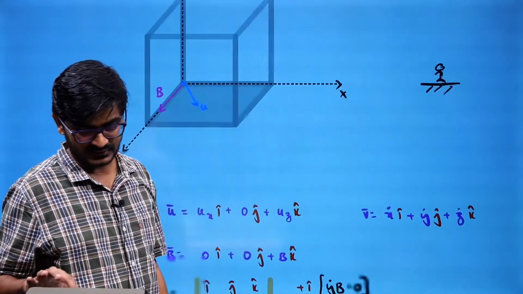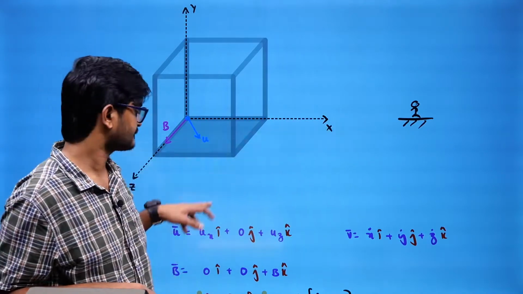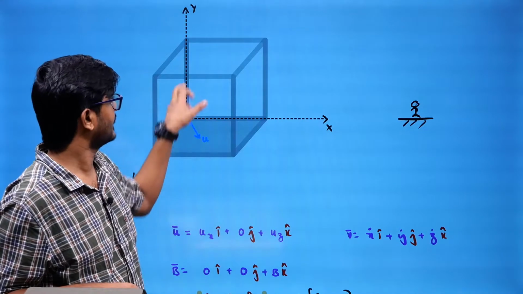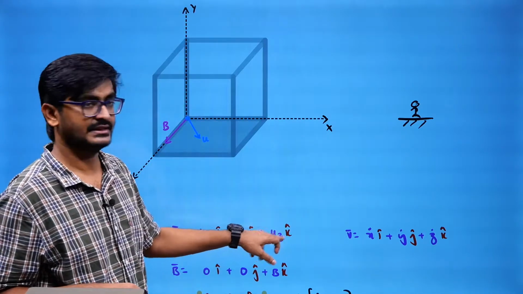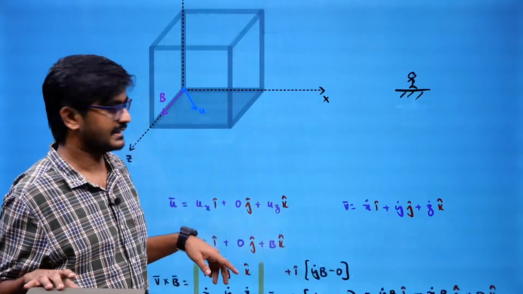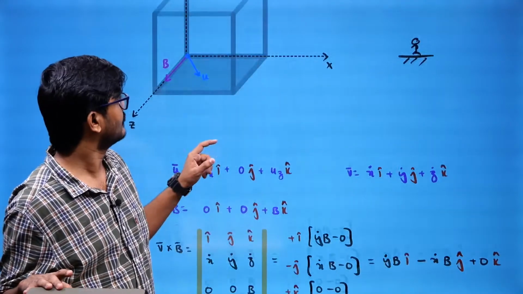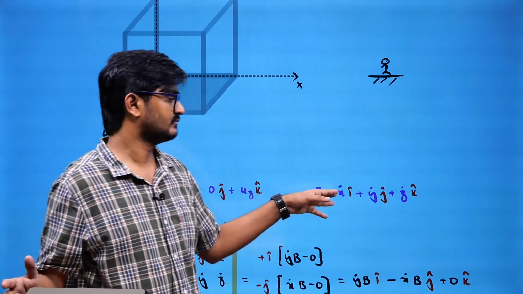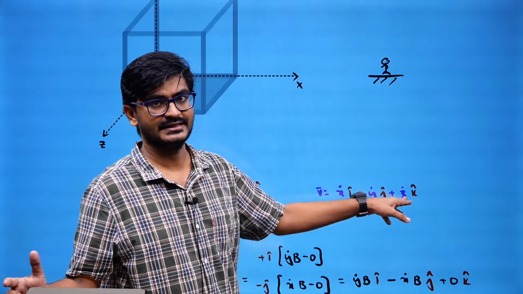So what is the initial velocity? I am observing this from ground frame, right? So velocity along x axis is ux, along y axis is nothing, initial velocity along z axis is uz k cap. Now what about magnetic field? Magnetic field is along only z axis, that is, magnetic field is 0 i cap plus 0 j cap plus B k cap. Now at any moment, let me say the velocity is v bar equal to dx by dt i cap plus dy by dt j cap plus dz by dt k cap, right?